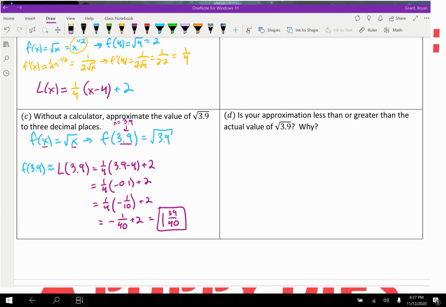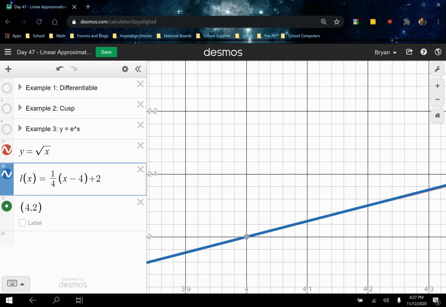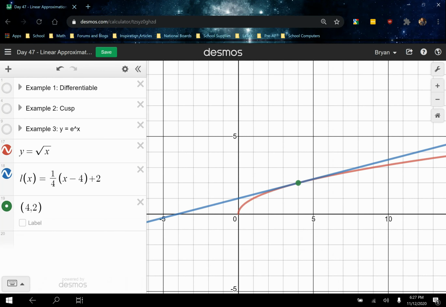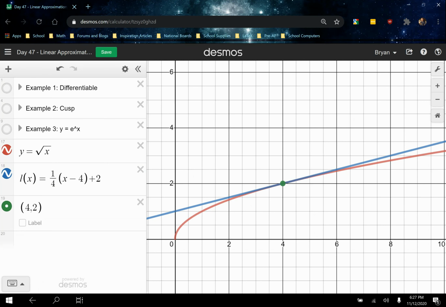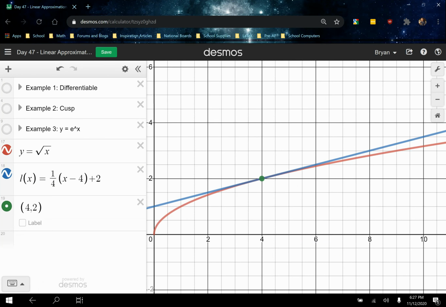But what happens if you either A, get a graph you don't know the shape of, or B, I guess you don't have a calculator? How do you know if an approximation is less than or greater than? Well, let's jump back to this curve here and think about the location of the tangent line. Would you agree that for every point on here, the tangent line's y value is above the red graph, the square root of x's y value? For every single point, except right at that point, they're equal. But for every other point, the tangent line is always above.